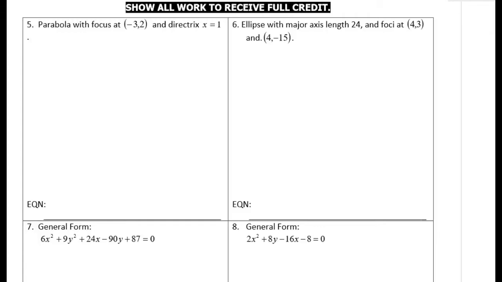In this video, I will show you how to write the standard form equation of various conic sections. I'm talking about parabolas, ellipses, hyperbolas, and circles, given various types of information.